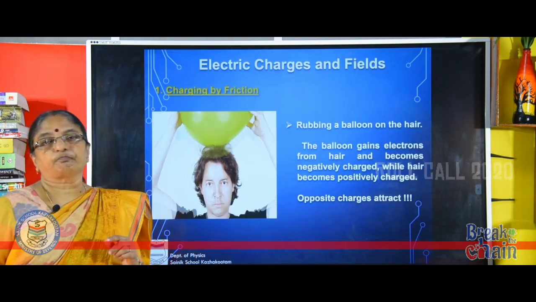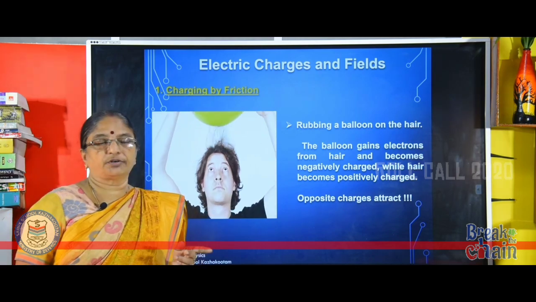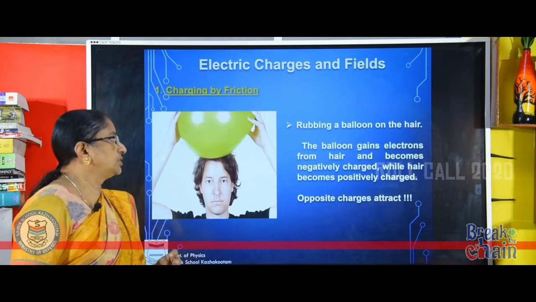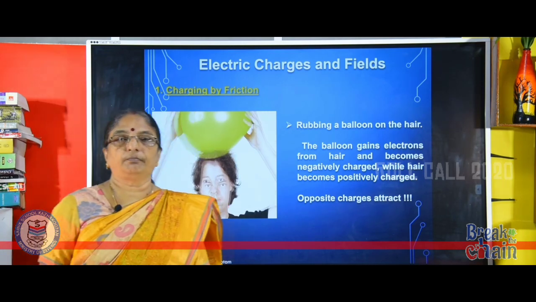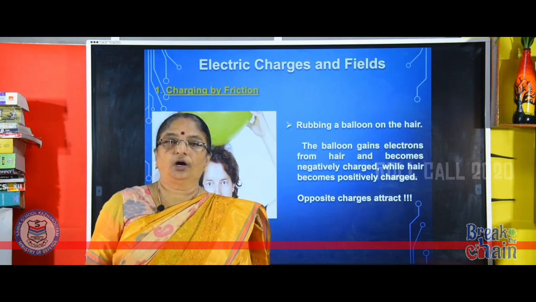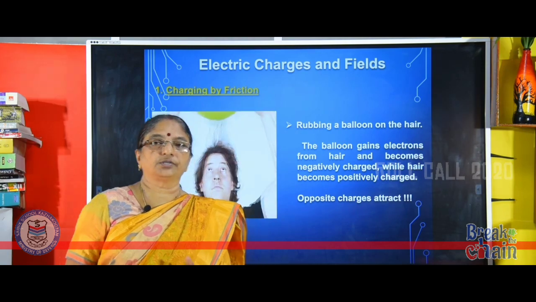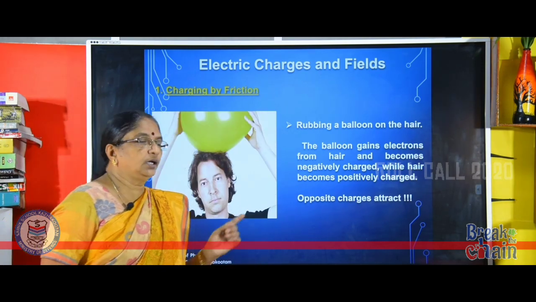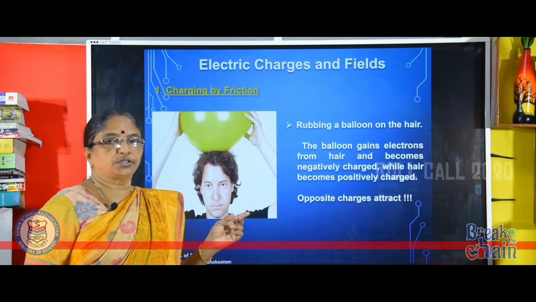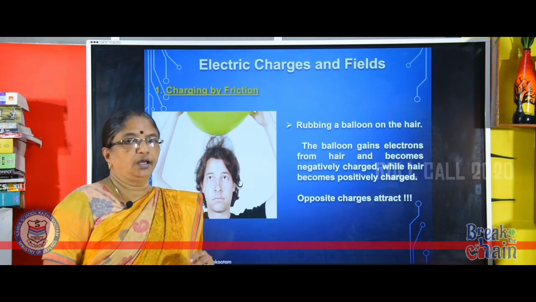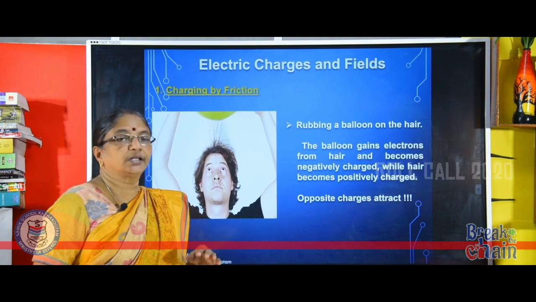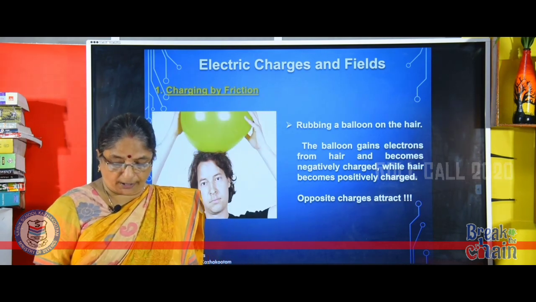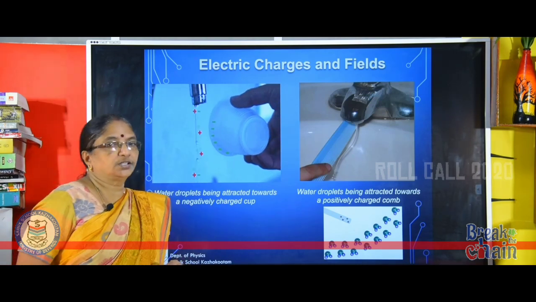Just see this one. When a balloon is rubbed against dry hair, the balloon becomes negatively charged and the hair becomes positively charged. Now you are aware that positive and negative will attract. So as seen in the picture, you can see that the balloon is getting attracted to the hair, or the hair is getting attracted to the balloon, because unlike charges will attract.